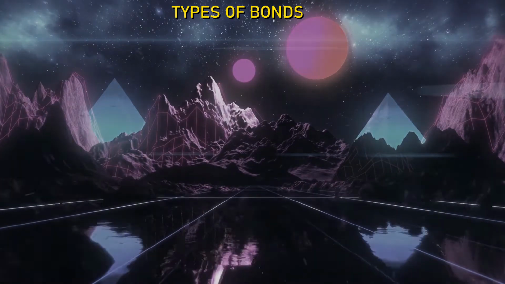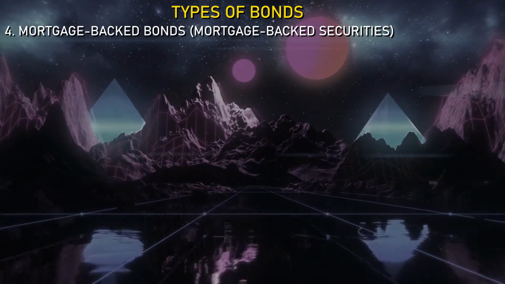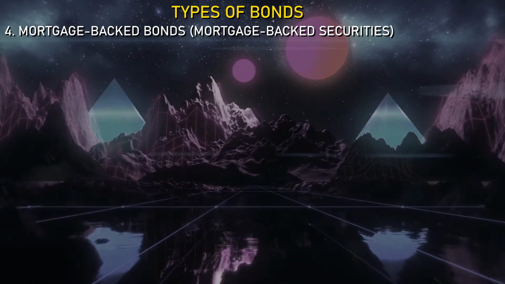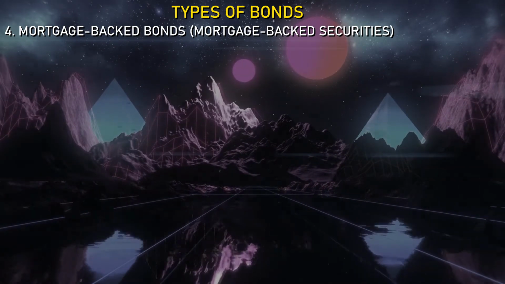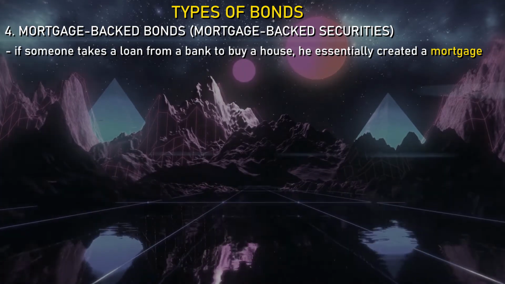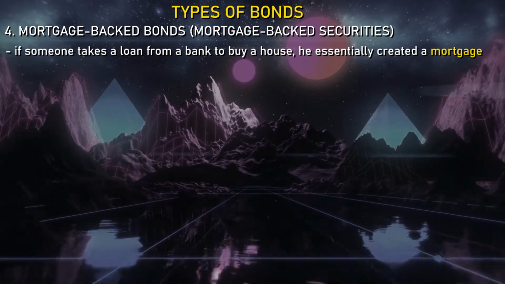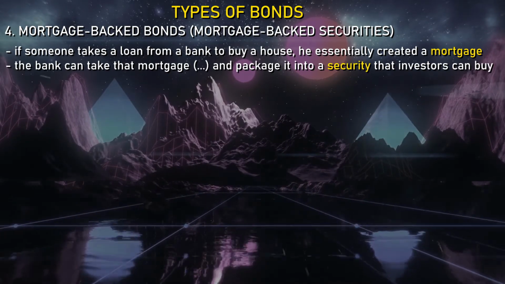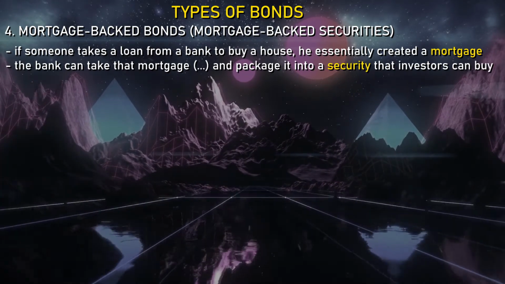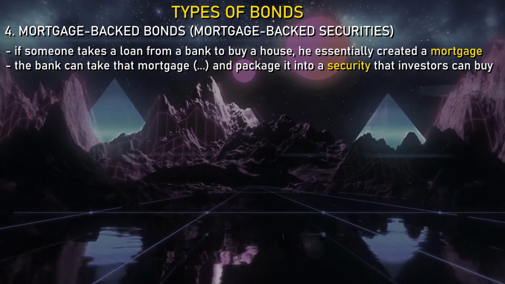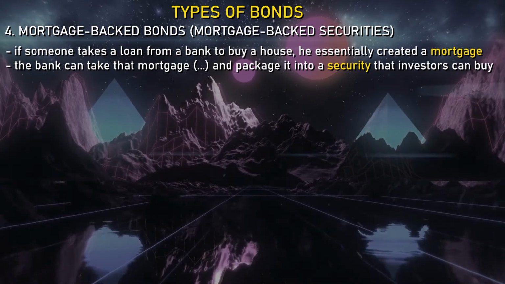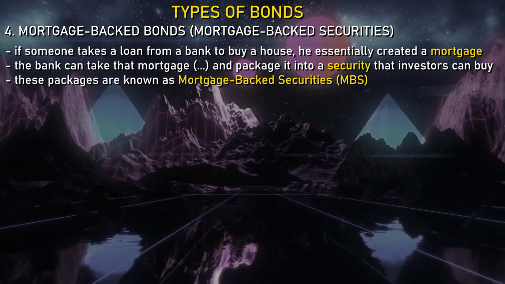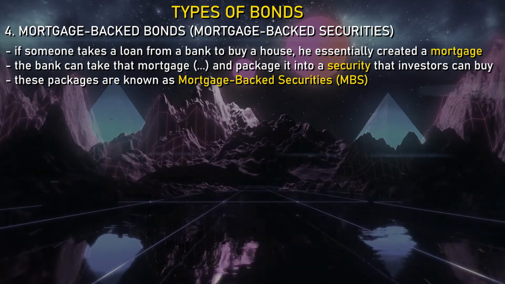The fourth type are mortgage-backed bonds, or mortgage-backed securities. To be able to explain these, I'll have to start from the source. If someone takes a loan from a bank to buy a house, he essentially created a mortgage. The bank can then take that mortgage and aggregate it with others like it to sell it to a government agency or investment bank that packages the loans together into a security that investors can buy. These are known as mortgage-backed securities.